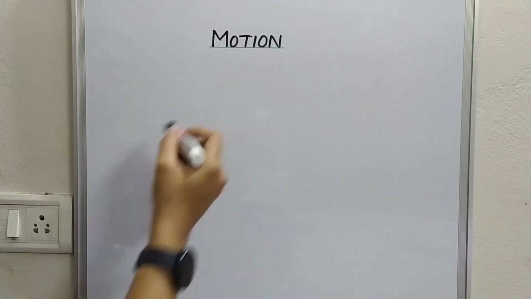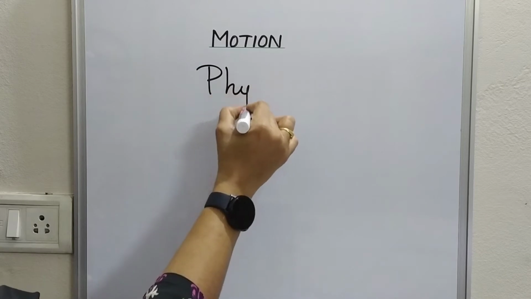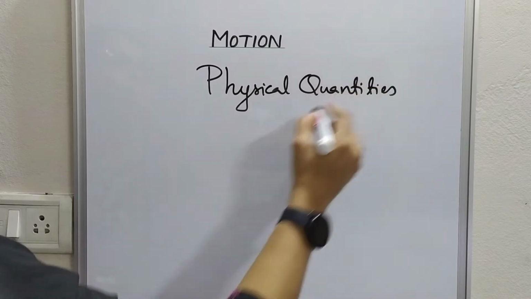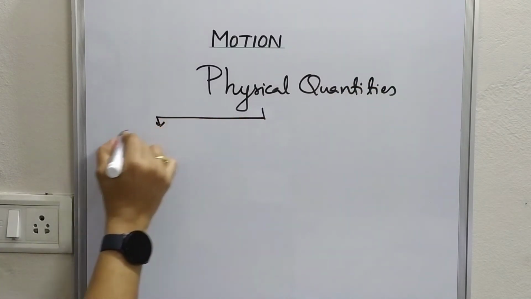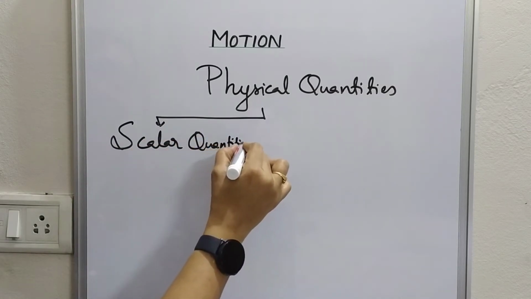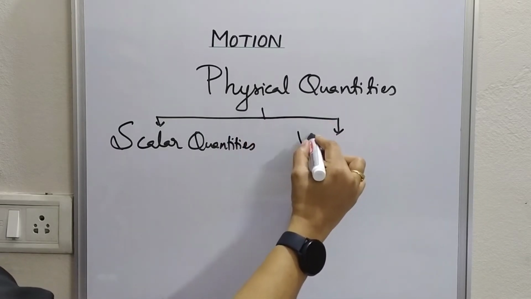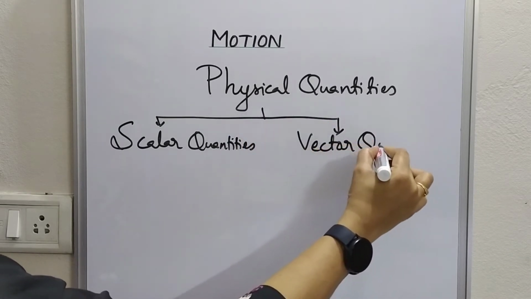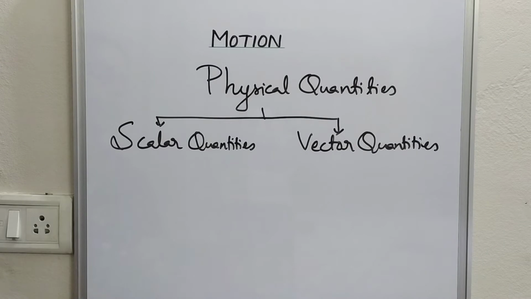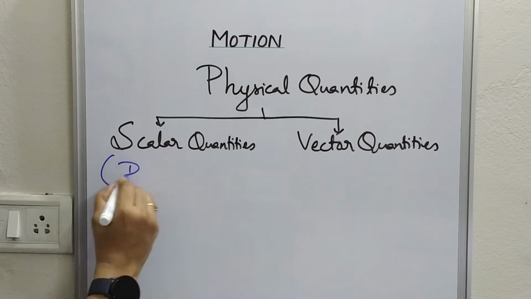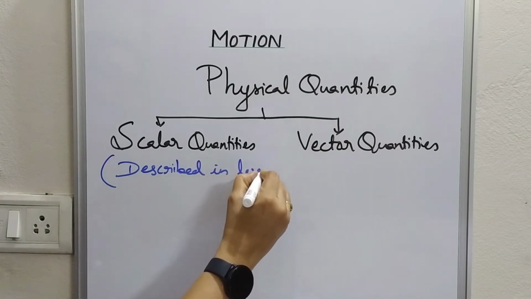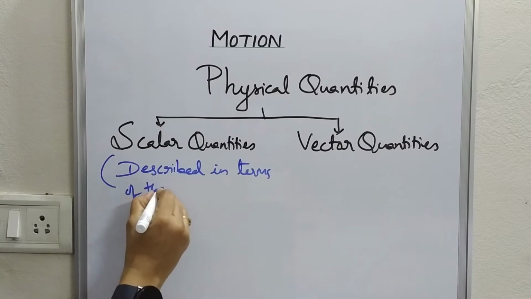Now coming to physical quantities. All physical quantities are classified as scalar quantities and vector quantities. Scalar quantities are those physical quantities which are described in terms of their magnitudes only.